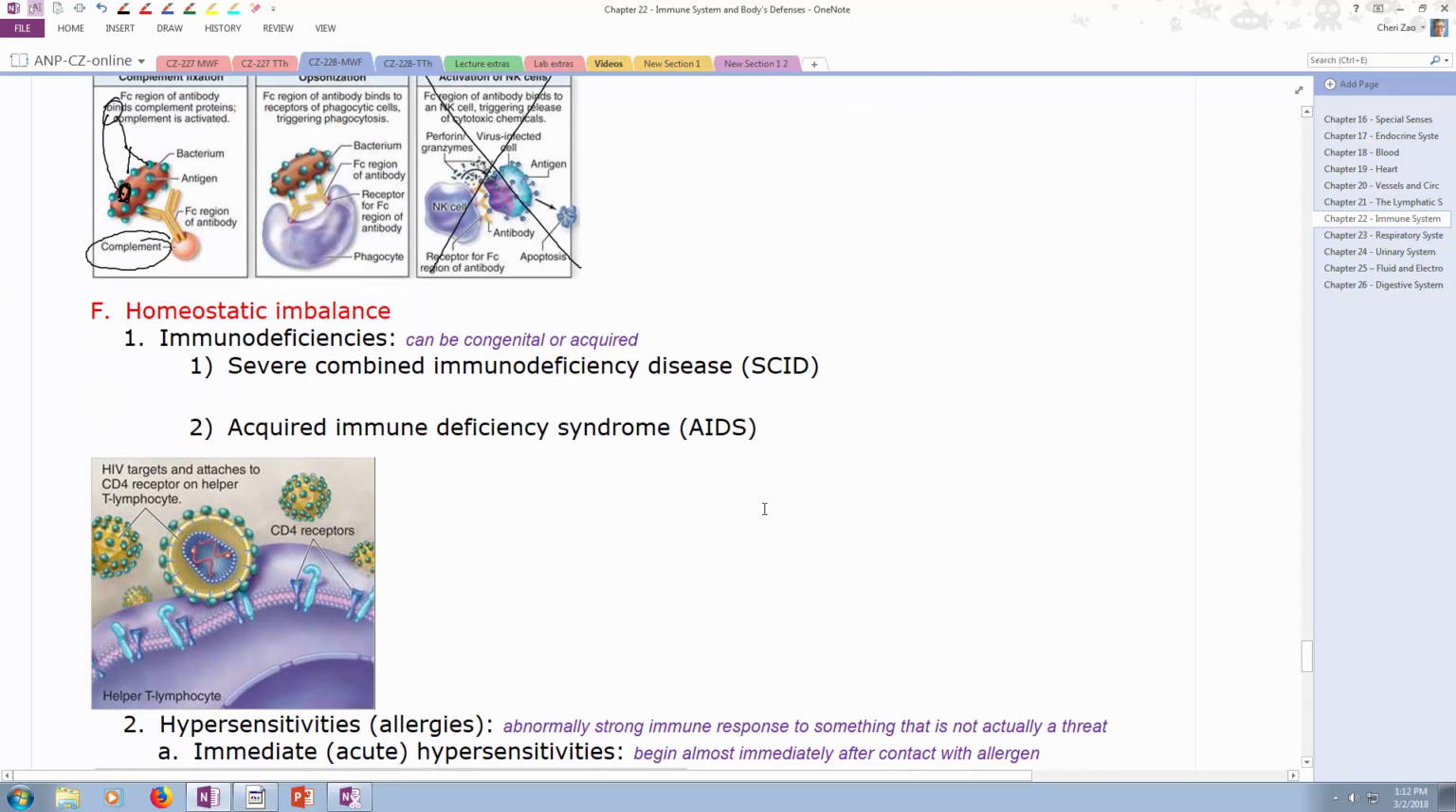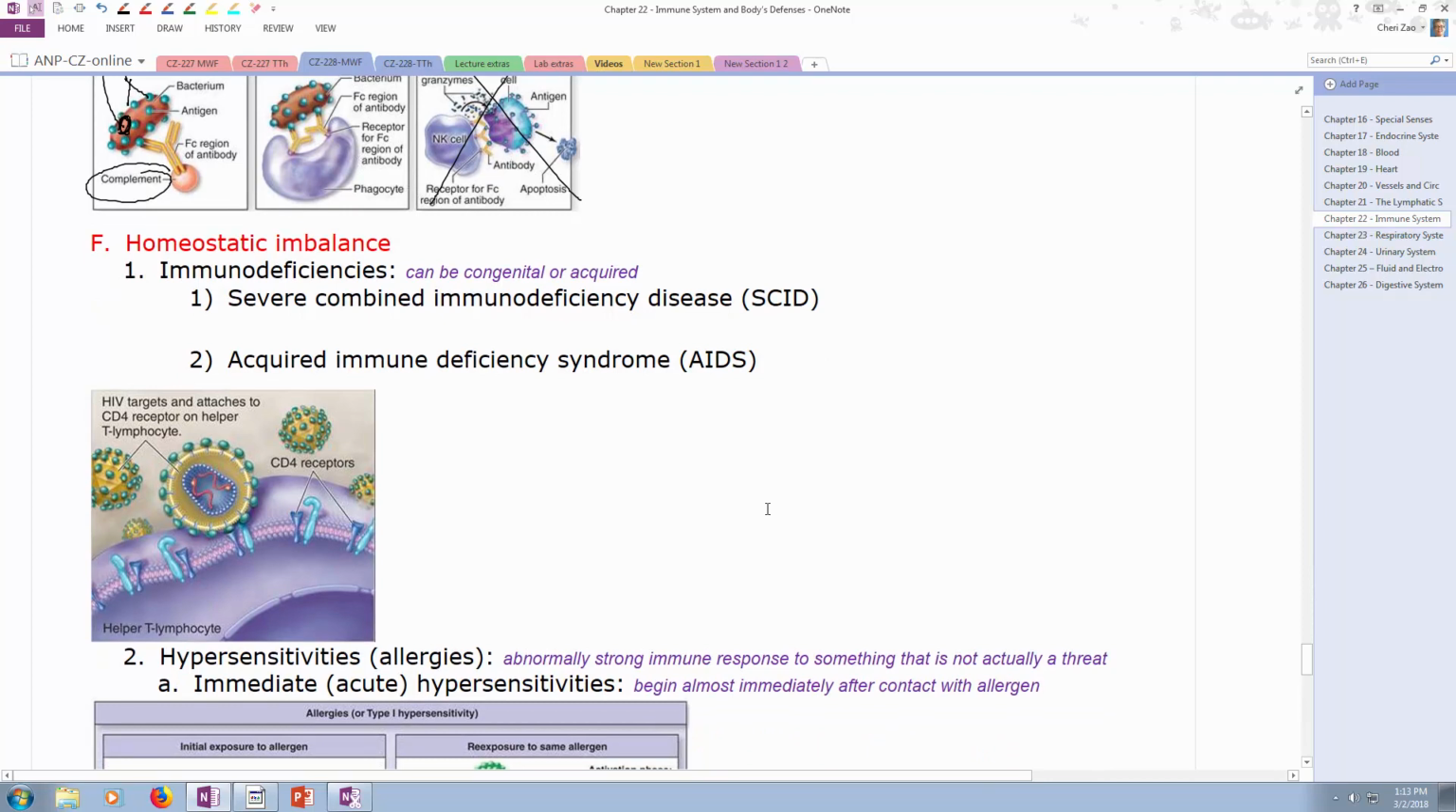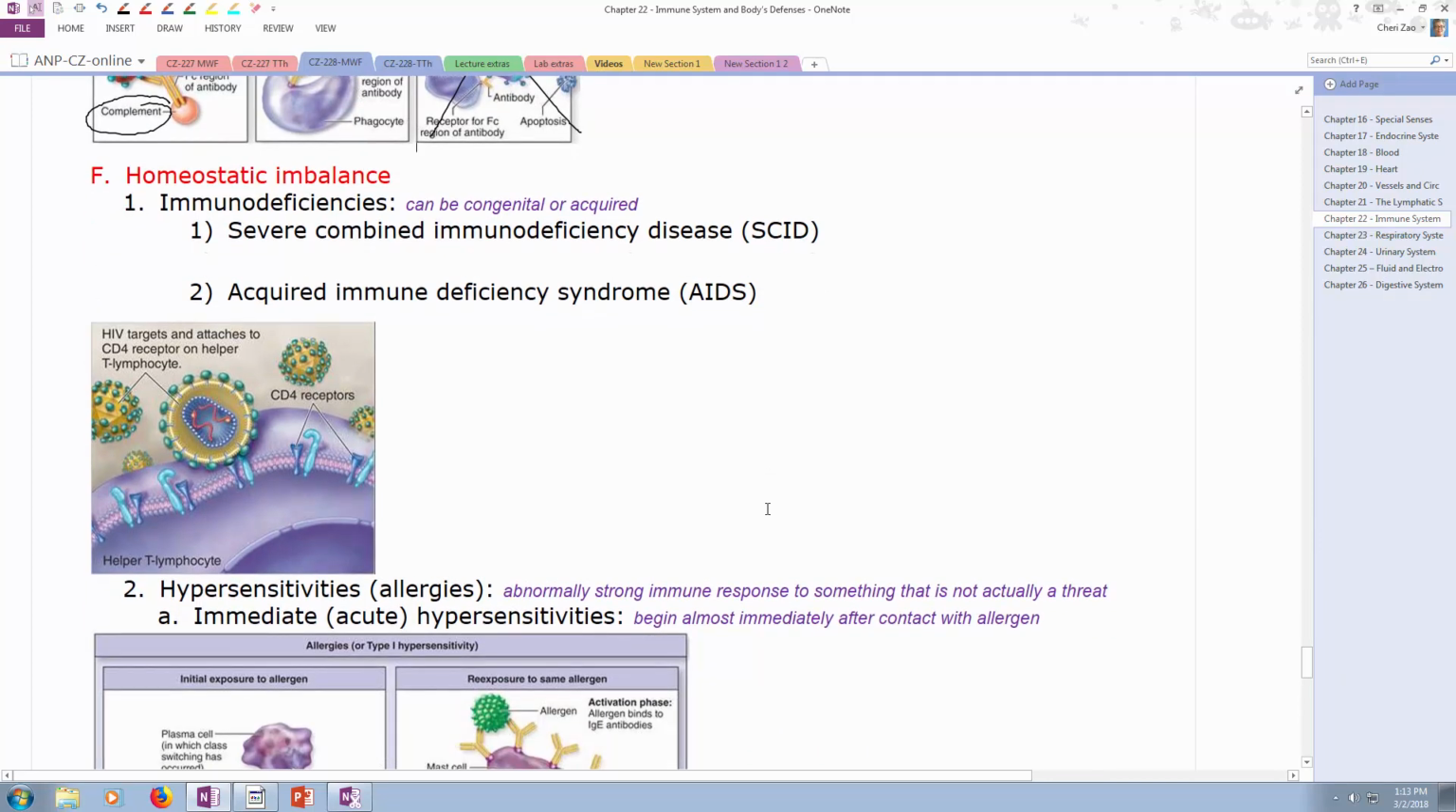Homeostatic imbalances, so problems with our immune system. You can have immunodeficiencies as our first topic, or we can have hypersensitivities, and that will be our next topic. Immunodeficiencies can be congenital, which means you were born with this, so there's something missing for your immune system to function properly, or you can acquire one, where after you're born, something happens to you that makes your system not respond in the proper fashion whenever exposure to an antigen or pathogen occurs.